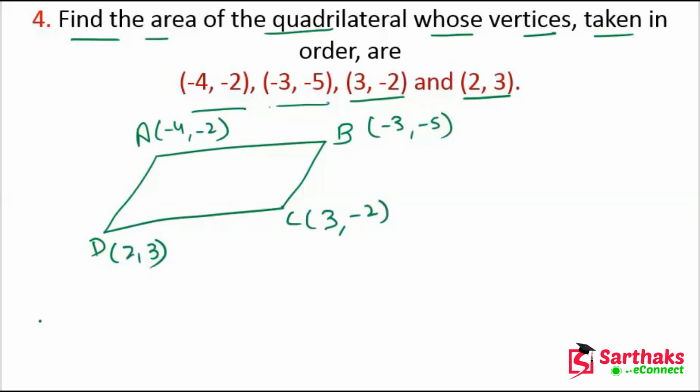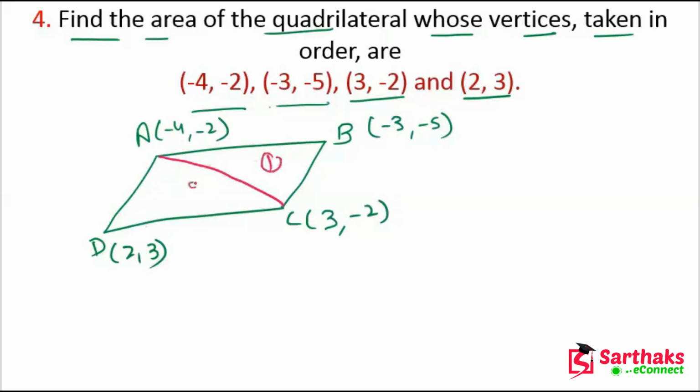Okay, my dear friends. So now for finding this area of quadrilateral, we have to divide this quadrilateral into two triangles, into two parts. How can we do it? We can do it by drawing a diagonal from A to C.